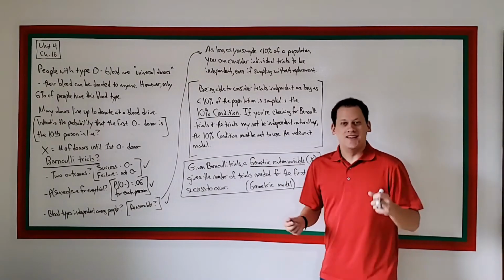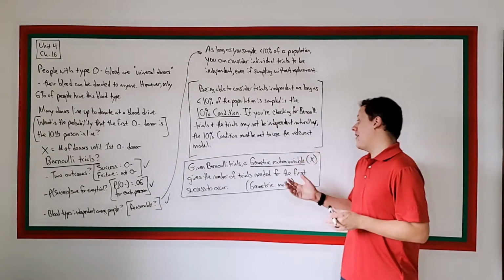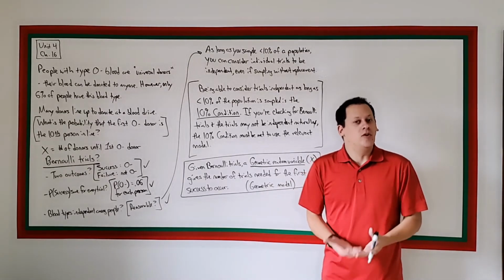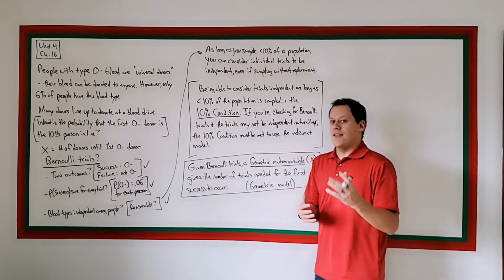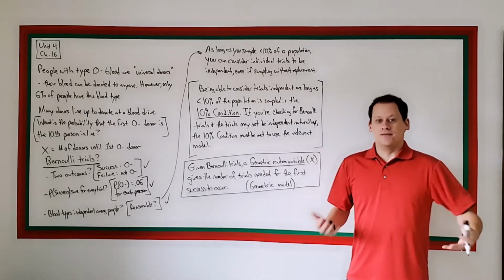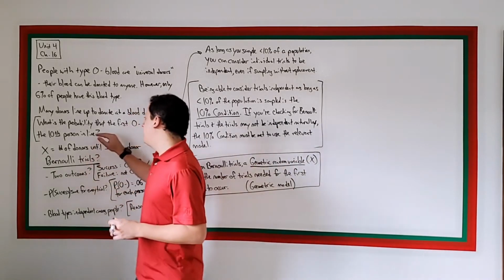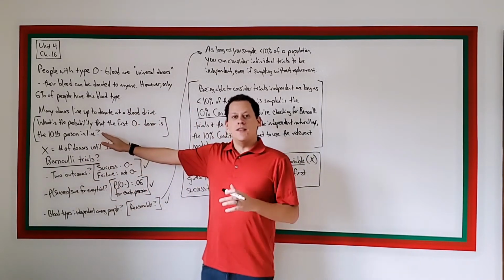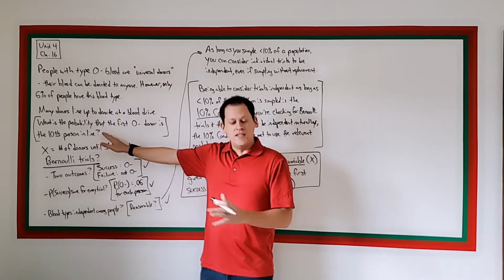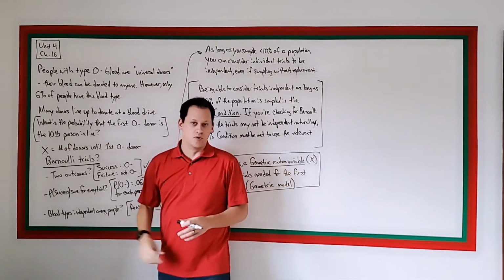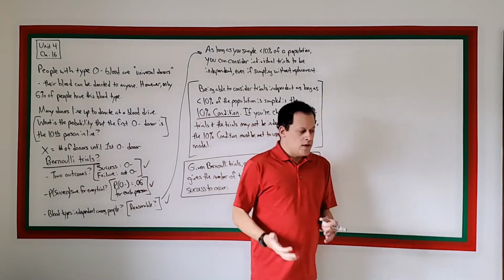So let's see once again, now that we are aware of a new model, let's see if we can derive how the probability formula works. That way you'll understand it instead of just plugging stuff in and not knowing what you're doing. So to figure this out, let's take it piece by piece, right? We need the first O negative donor to be the 10th person in line. So what needs to happen?